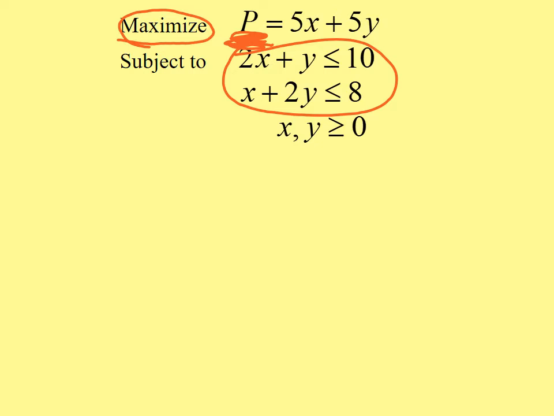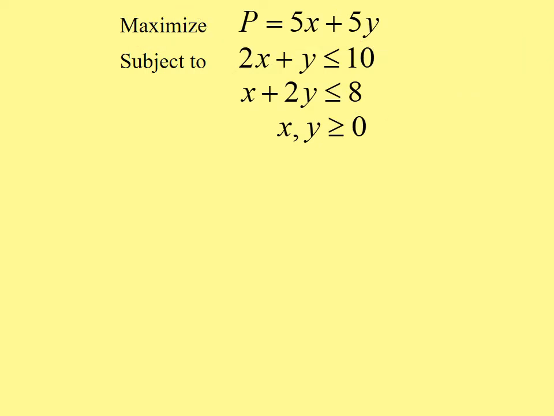Think of it maybe as profit. We want to find the maximum profit. These are called the constraints. So, subject to these constraints, we want to find the maximum value of P.